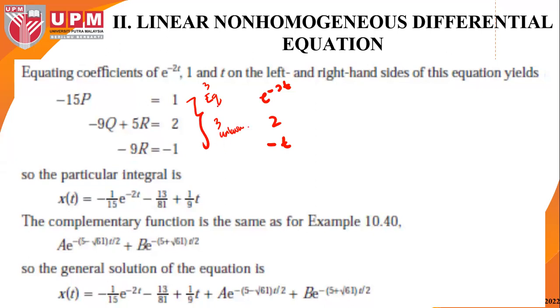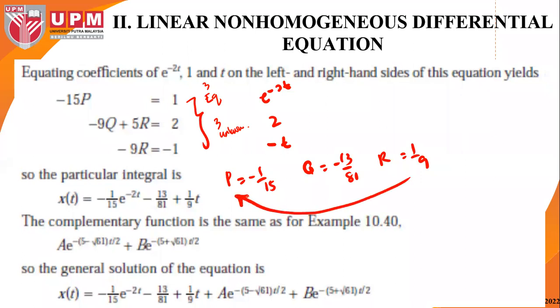Okay, so from this one you get the answer. What you will get here, you find your P is equal to -1/15, Q is equal to -13/81, and R is equal to 1/9. Then you put it in the main equation here. So you get x(t) is equal to -1/15 e^(-2t) minus 13/81 plus 1/9 t.